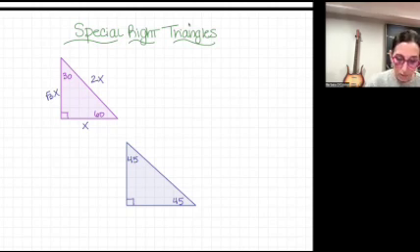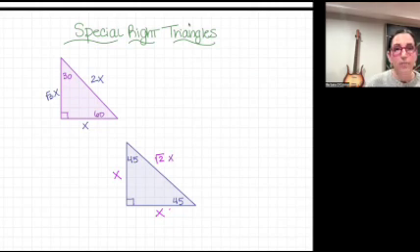Now, in the 45, 45, 90, this is an isosceles triangle. So both of these sides are the same. So we're going to call them both x. And then the hypotenuse is root 2 times those sides.